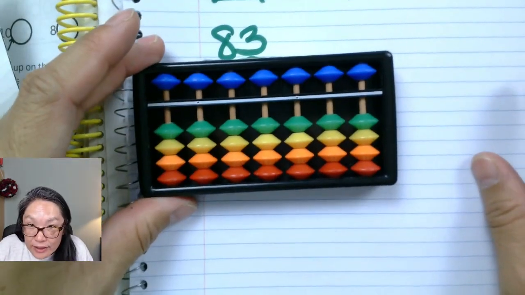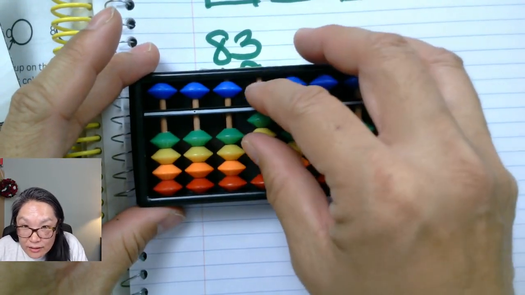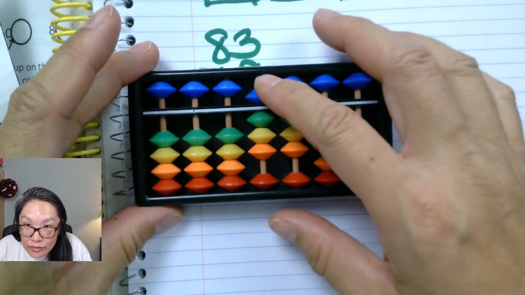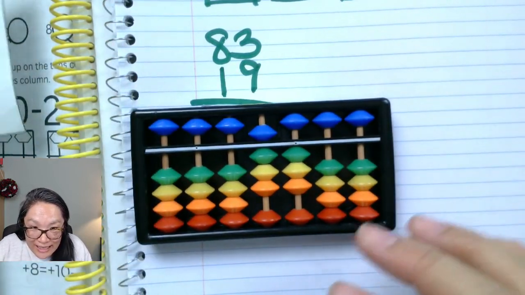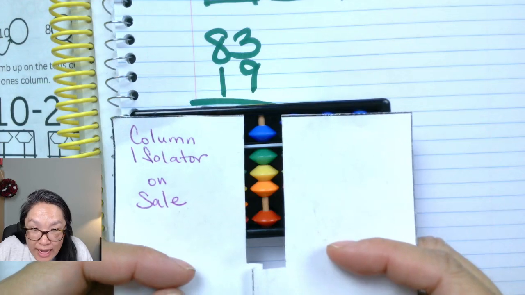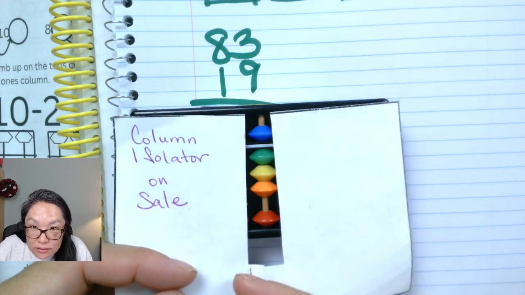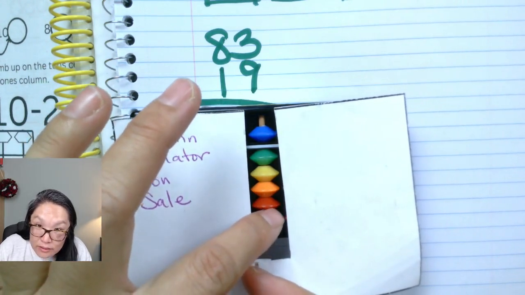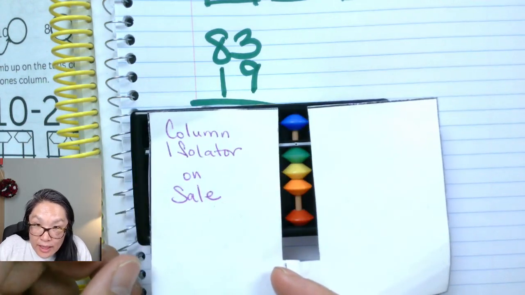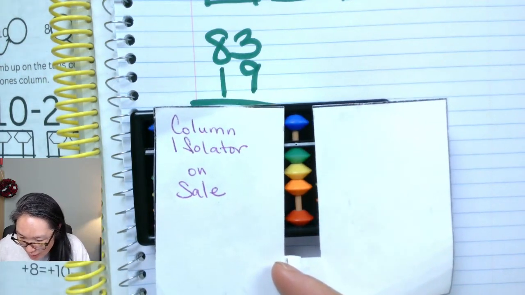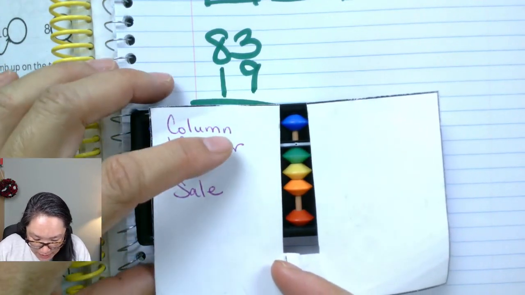We have 83. We're going to do 80. We do 3. And then what are we going to do? 19. Can I add 1? Yes, I can. So I'm going to add the 1. And then I have to plus the 9. Can I plus the 9? No, I cannot plus the 9.